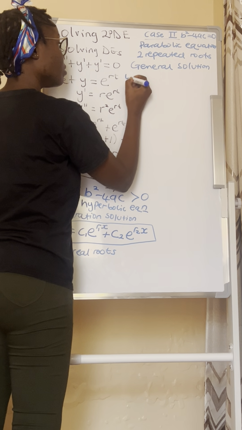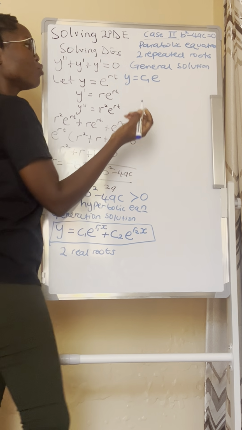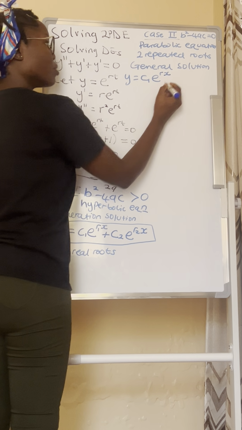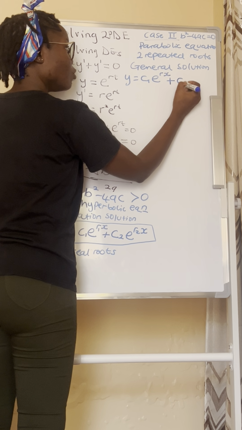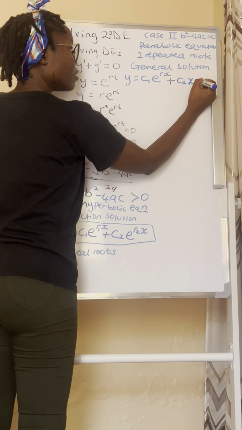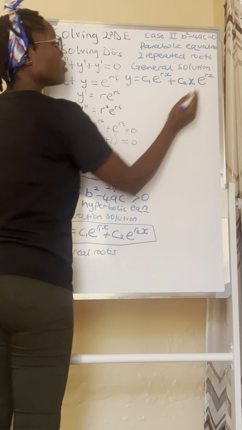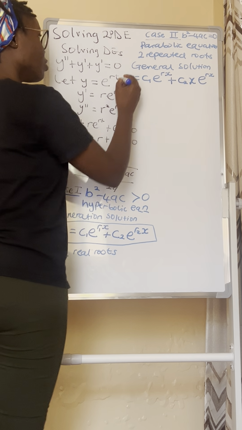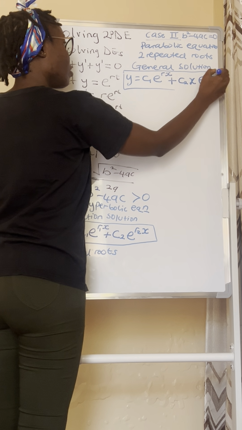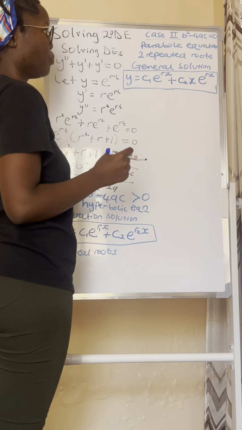For this case, the general solution will be c1 e^(rx) plus c2 x e^(rx). This will be our general solution where we're dealing with a discriminant that is equal to 0.